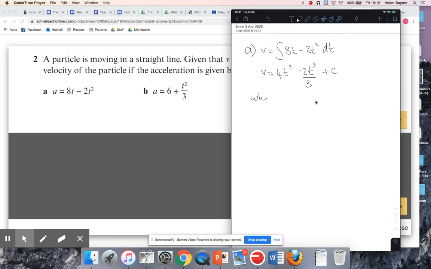Okay, so then if I go back to what they told me in the question, which is when t is 0, v is 0. So if I substitute that into my equation for v, I've got, well, 4 times 0 squared is 0, 0 cubed is 0. Okay, so it does work out that c is 0. So you might well have just realised that, but you still need to refer to it in your working.